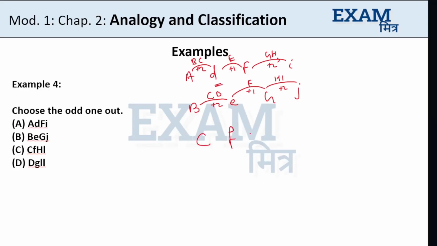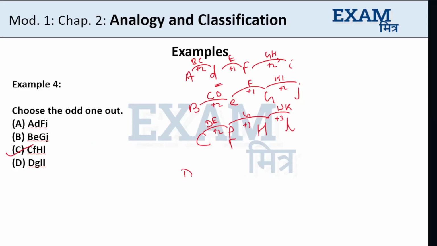Now is it followed in C, F, H, and L? Let's see. C, then D, E, 2 forward skipping, F, G, 1 forward skipping, H, I, J, K. So there is 3 forward skipping. This is the different one.